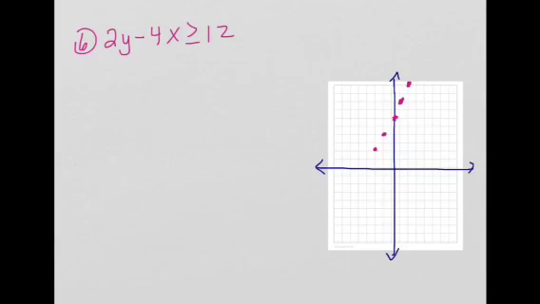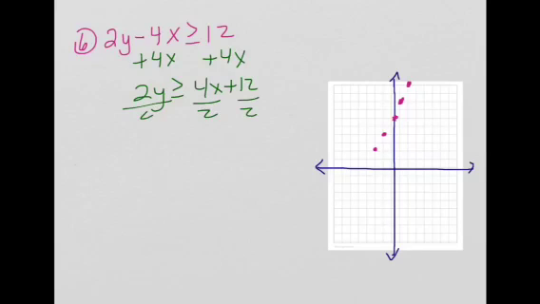Alright, so now let's go ahead and solve for y. So we're going to zero pair out the 4x. 2y is greater than or equal to 4x plus 12. Divide by 2, divide by 2, divide by 2. y is going to be greater than or equal to 2x plus 6. We're going to find our starting point, (0, 6). We're going to use our slope, 2 over 1. We're going to get our points.